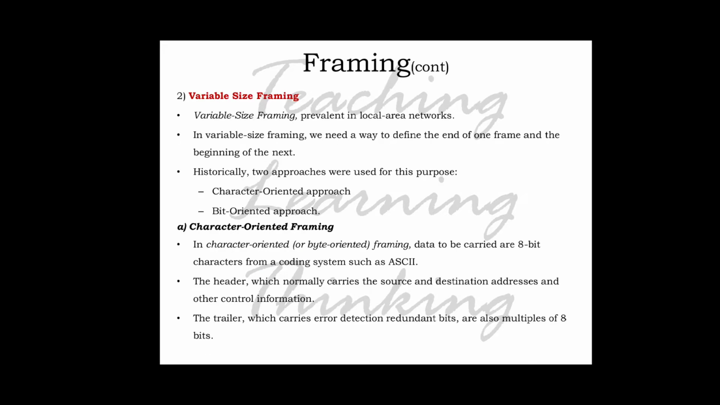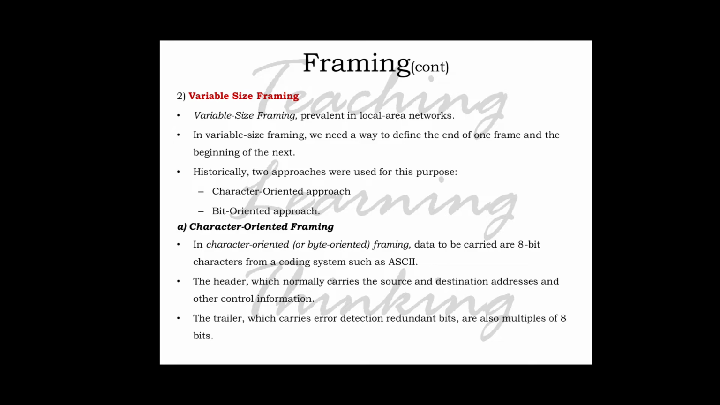Next one is variable size framing. As the name itself says, the frame of data is variable, and in this case we need to define the end of the frame and the beginning of the next frame. So we need to distinguish between two frames, so we need to define the end of one frame and the beginning of the next frame. To do this, we have two approaches in variable size framing. First one is the character oriented approach, and second one is the bit oriented approach.